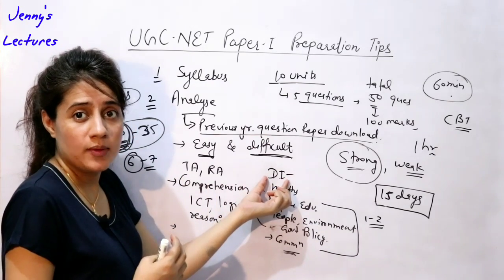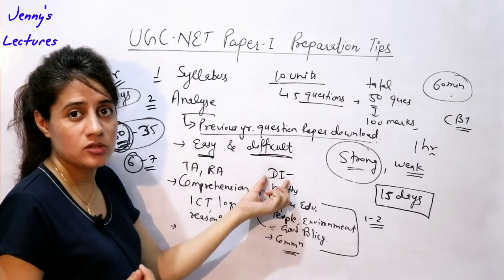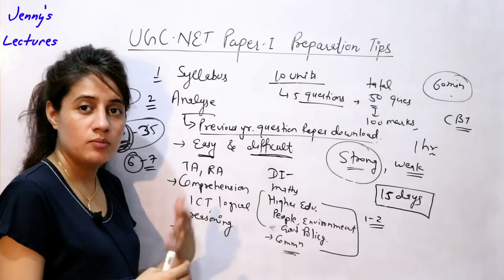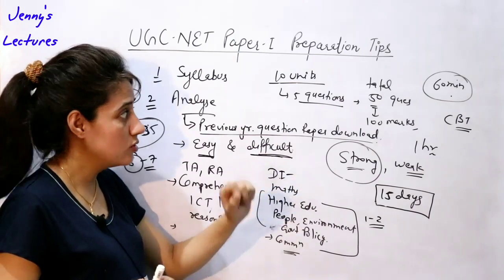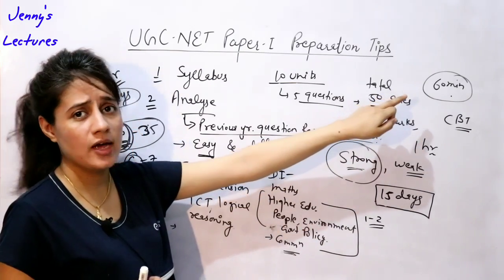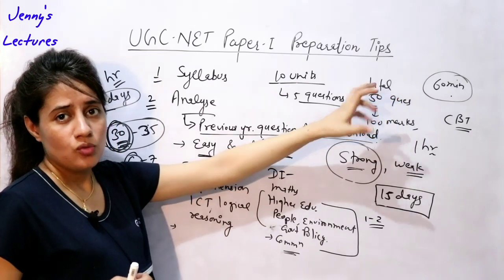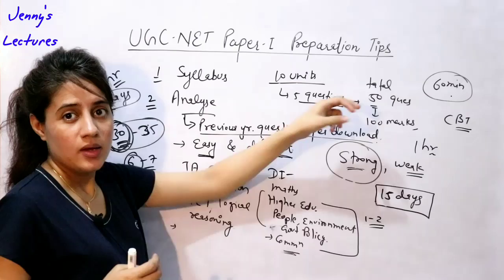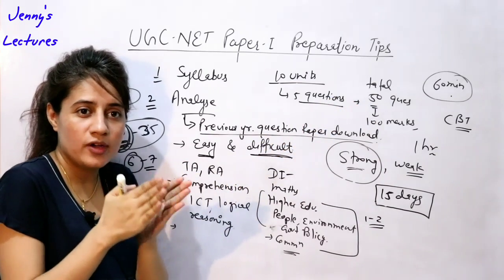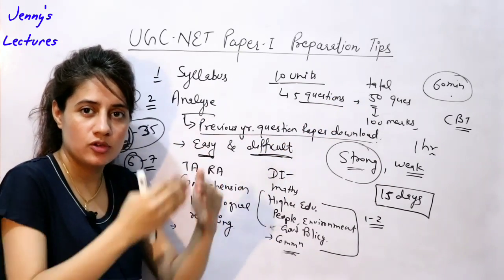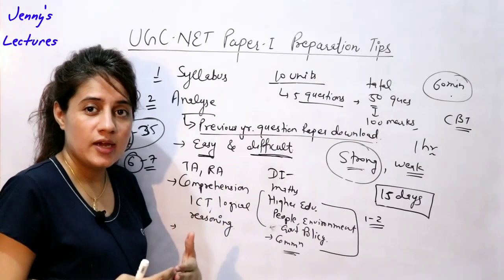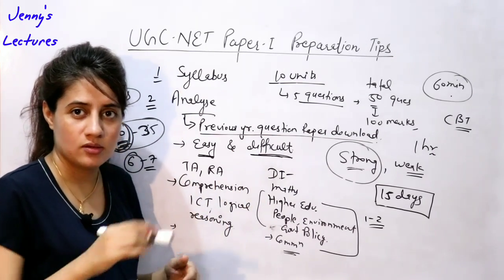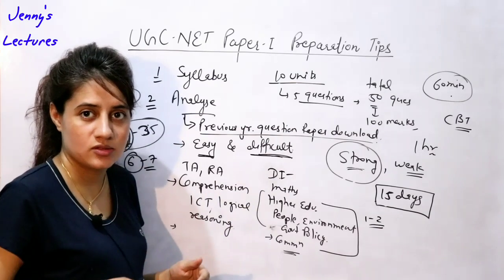Maybe you think that you have prepared DI well, you have practiced many questions, so now in the exam, first of all, I'll solve DI questions. And you have wasted much of your time in DI questions, because 50 questions would be there and you will have 60 minutes, right? So almost 1 minute for each question. Because at last you have to devote 5 to 7 minutes just to review your answers and see how many questions are unattempted, and you have to attempt those questions by guessing the answers, right?